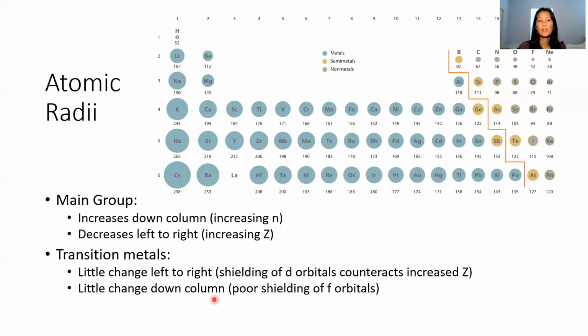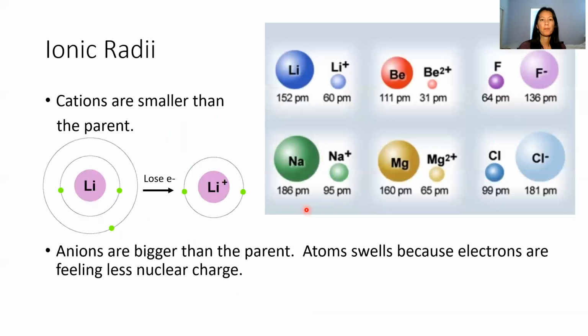So those electrons, even though they're in greater n levels further out, they're being attracted more to the nucleus, so it constricts them. So basically, this also counteracts that effect. So very little change here. I'm more concerned with you guys knowing the main group trends and the reasons why.